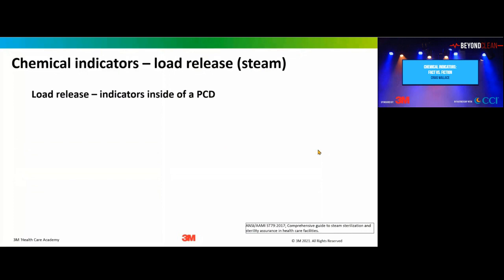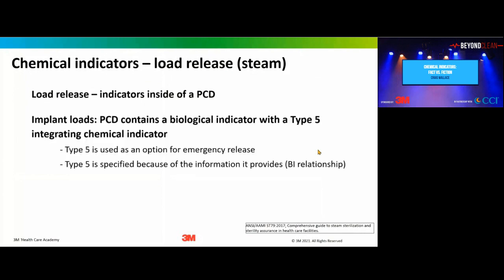But in AAMI ST79, there are scenarios where chemical indicators are put inside PCDs as well. As we know, in AAMI and STEAM, they differentiate the quality plan for implant loads versus loads that don't contain an implant. That's just a risk-based system that says a contaminated implant poses a greater risk to a patient than a contaminated device that's going to be in more transient contact with the patient. So there's a little higher bar for quality control on loads containing implants.